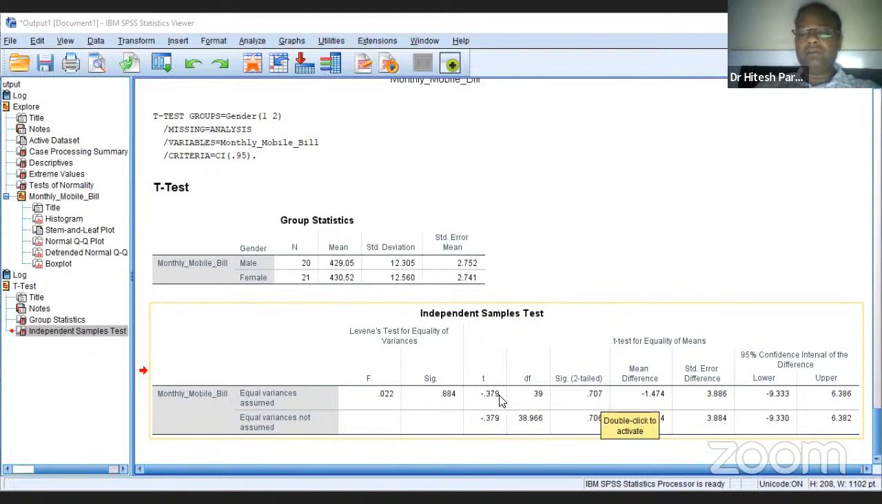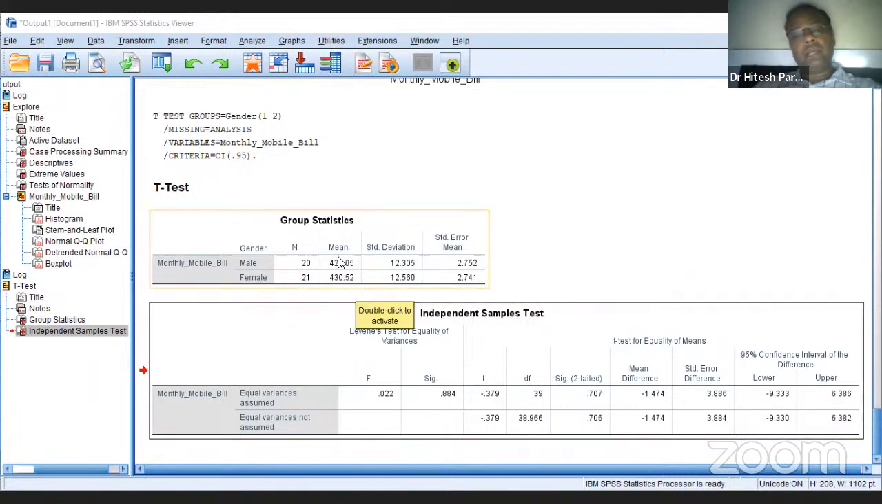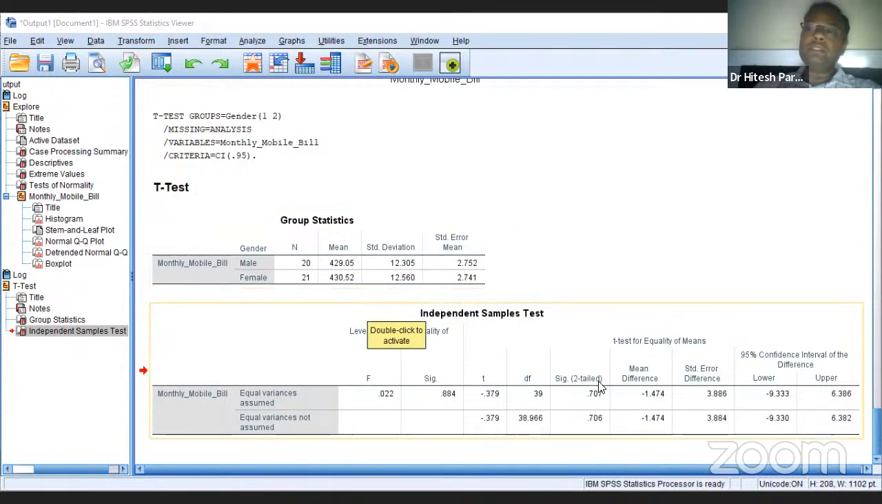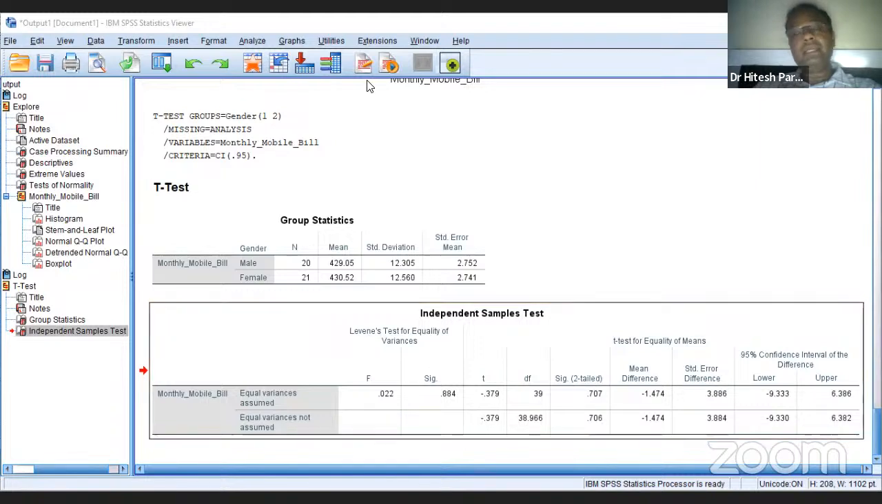So here the absolute value is 0.379, so the p-value is greater than 0.05. 0.707 is the reported value. As it is greater than 0.05, we are concluding it as no significant difference, right? So we fail to reject the null, and we conclude there is no significant difference in the monthly mobile bill between male and female respondents. Whatever difference we have obtained is just by chance. Actually, with respect to the population, the difference is not significant. That is your conclusion. Is it clear?